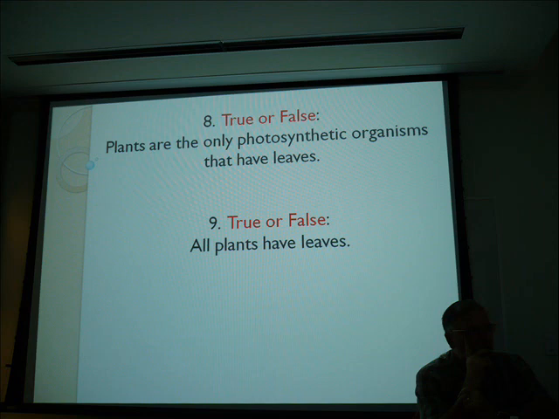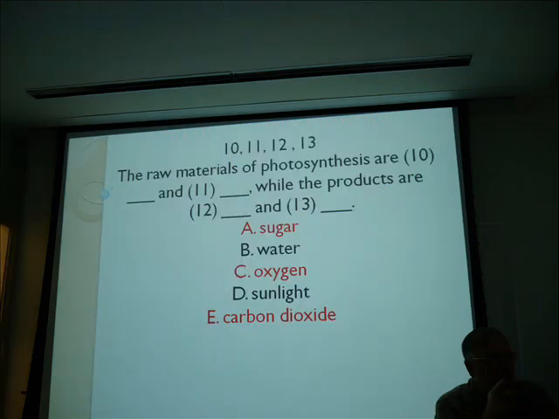Plants are only photosynthetic. That's true. Do all plants have leaves? No, they don't. Mosses don't have leaves. So the answer is true and false, because the moss is a simple plant. It's green, like little paddles, but they're not leaves. There's no veins inside them. That's why moss grows so little. They've got to work by diffusion. If you're a diffusion doer, you can't be big. You need veins inside you.